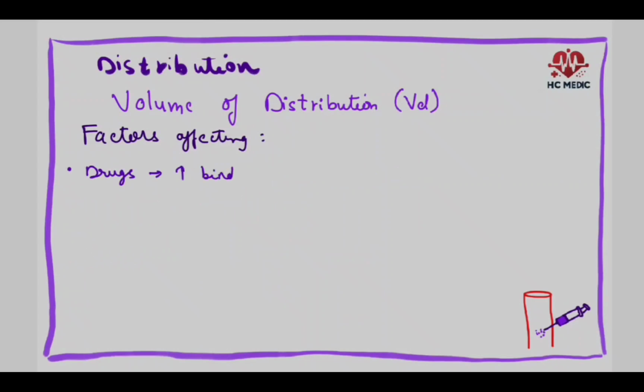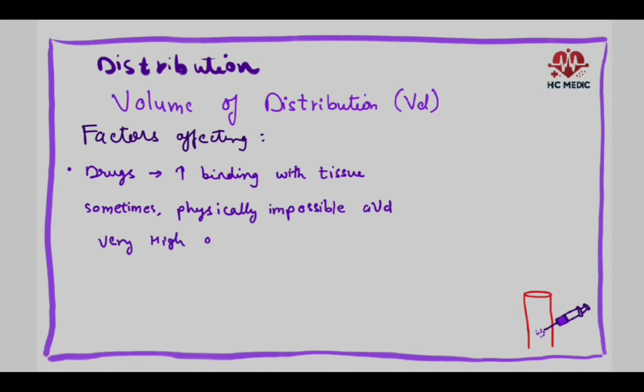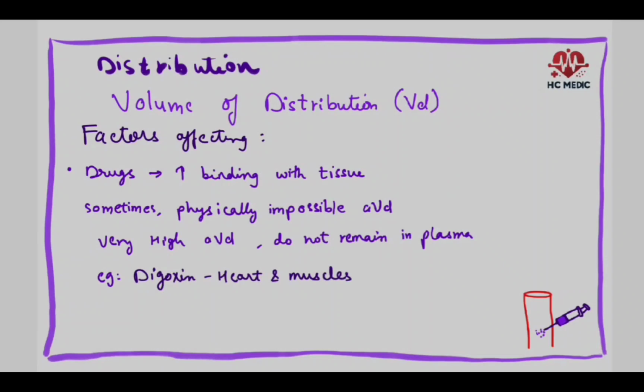Now some drugs have very high binding with the tissues, and because of that the apparent volume of distribution can be extremely high, even physiologically impossible. Such drugs do not remain in the plasma. An example is digoxin, which is found only in the heart and muscles, and if we check the plasma concentration, it will be very, very low.